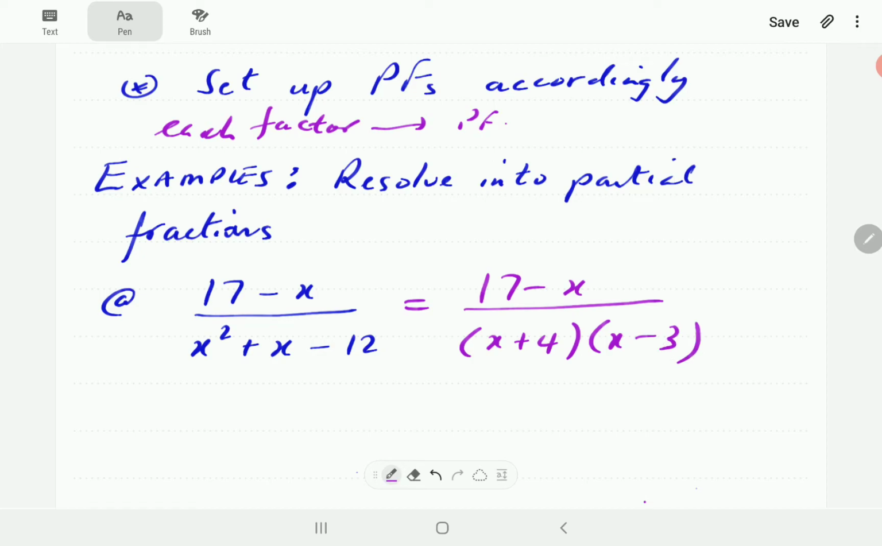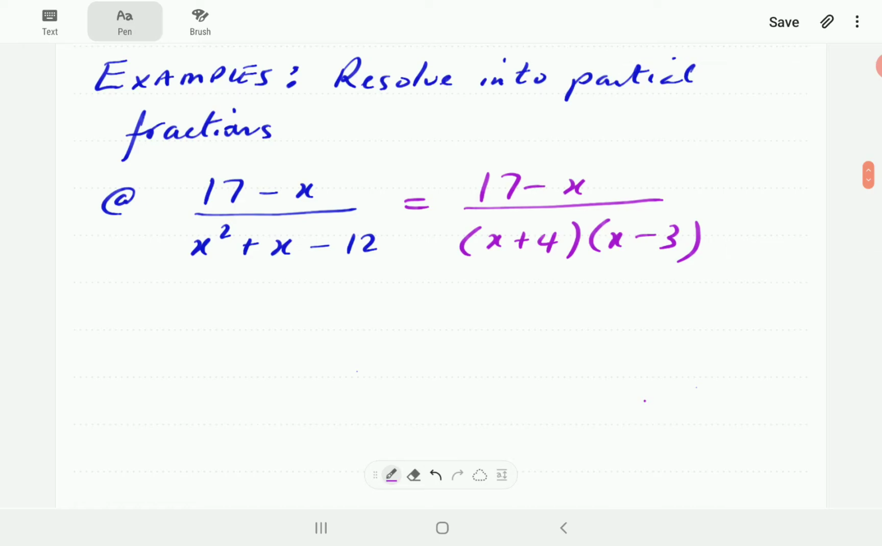We do have another video on how to factorize quadratics, just in case you are not up to speed with that. So for each of these linear factors, we are going to have a corresponding partial fraction: a over x plus 4 plus b over x minus 3. The focus of today's video is how do we find these two constants a and b.